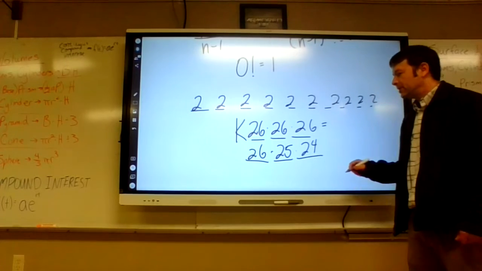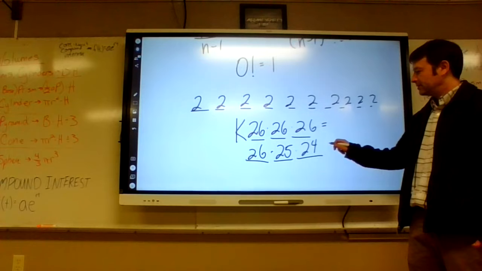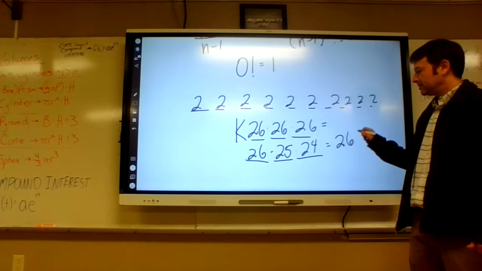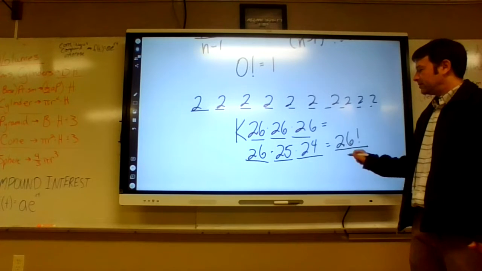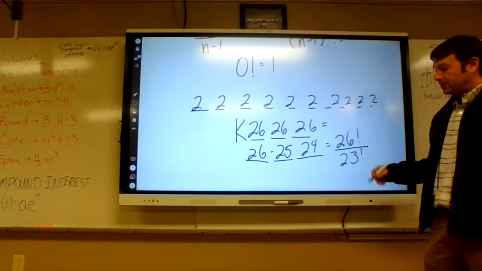Not 26 factorial. There is a way you could do this with factorials though, does anybody know how? You would do 26 factorial divided by 23 factorial. Yeah, that would get rid of everything below 23.